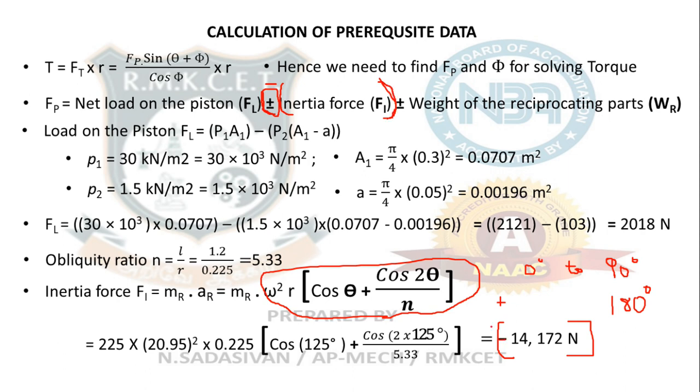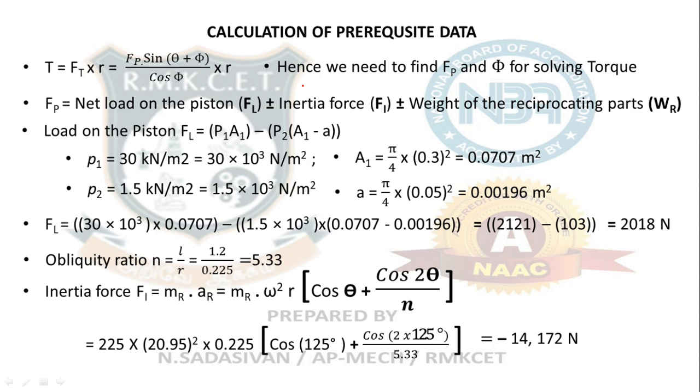If you subtract the inertia, you will get a positive answer. This addition or subtraction manipulation is taken care of by the governing equation itself. So don't worry, always maintain a minus symbol in the formula, but when you are writing, you should not write minus. Plus or minus, that is the right way of representing it. So you are getting inertia force is equal to minus 14,172.